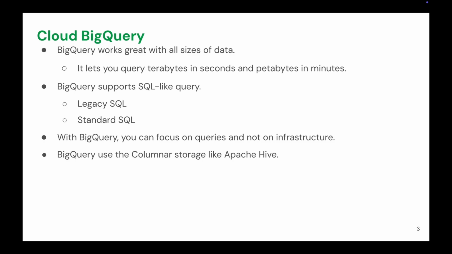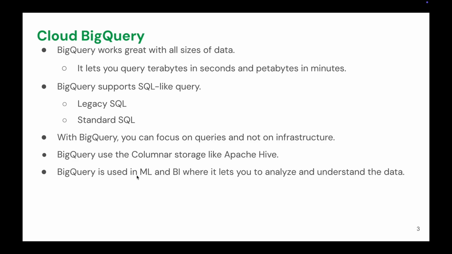It supports RDBMS concepts, but it is a column level database where the data will be stored at the column level and not on the row level. And BigQuery is also used in ML use cases, machine learning use cases, and business intelligence use cases. So BigQuery is a widely and commonly used service inside Google Cloud Platform.